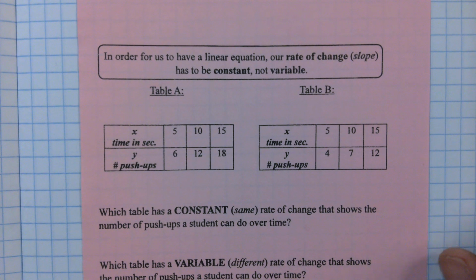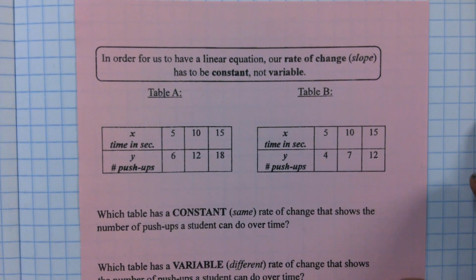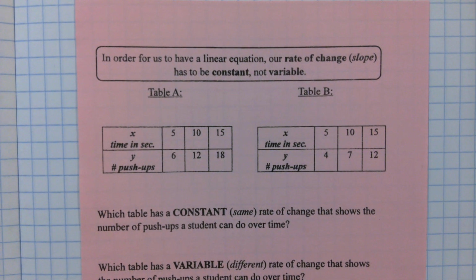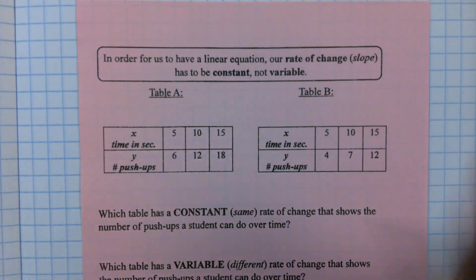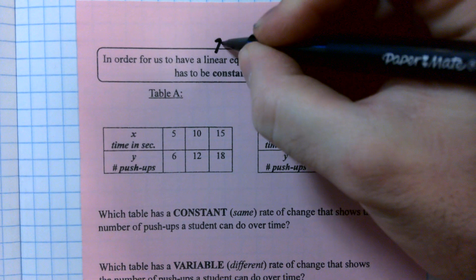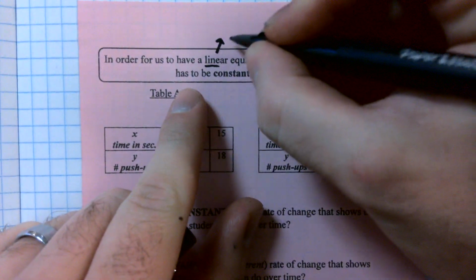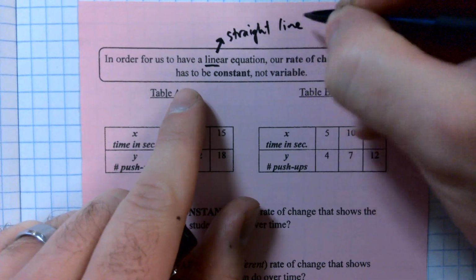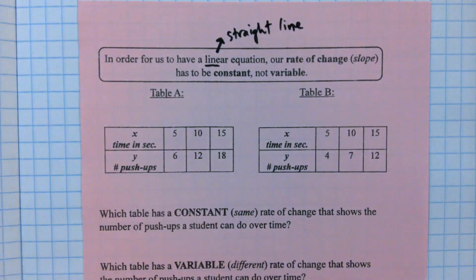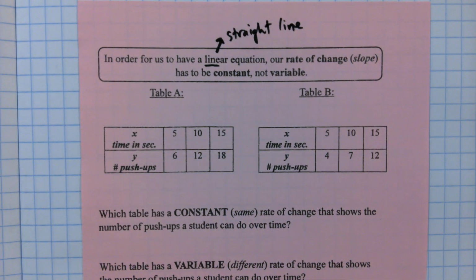So in order for us to have a linear equation, what does a linear equation look like on a graph? A line. It doesn't have to be through the origin, right? What type of equation goes through the origin? Proportional, right? Linear just means a straight line. The first four letters are line. It could have a negative slope, could have a positive slope, could go through the origin, could go through something else. If it's a linear equation, it's just a straight line.